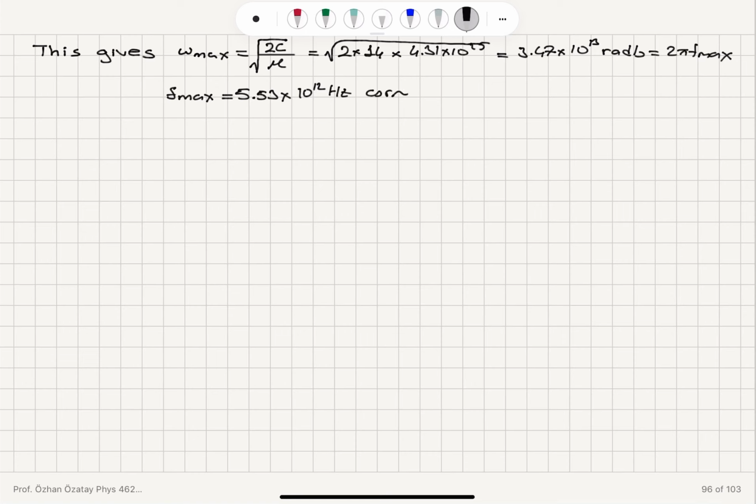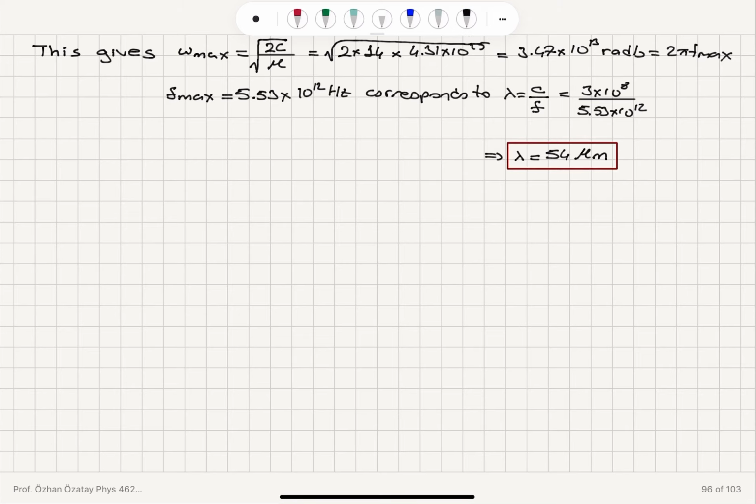So this corresponds to a wavelength, lambda equals c over f, for electromagnetic radiation, and we have the speed of light 3 times 10 to 8 divided by the frequency, which is 5.53 times 10 to 12 hertz. So we find that the wavelength is 54 micrometers. Maximum frequency corresponds to minimum wavelength of 54 micrometers.